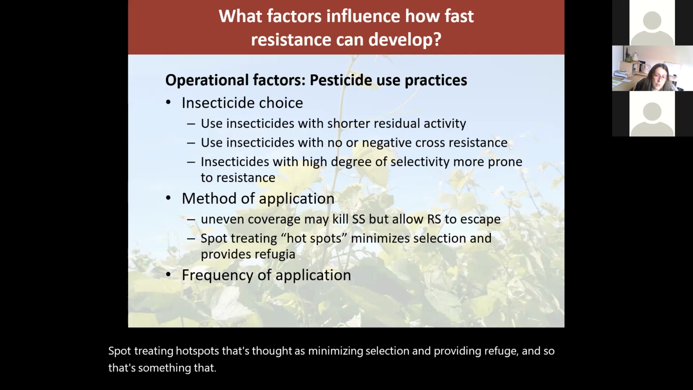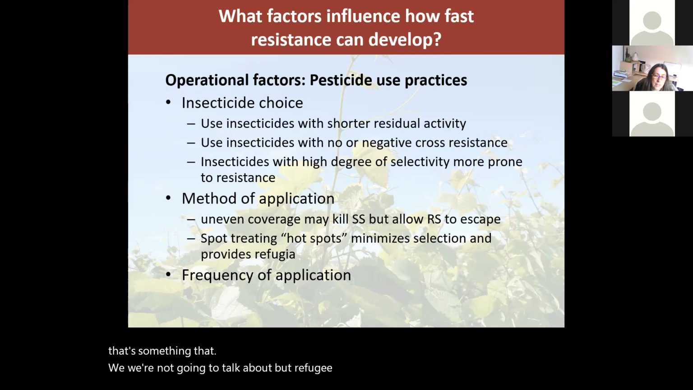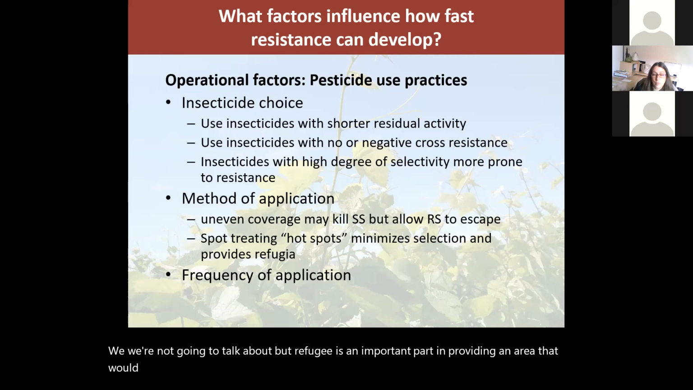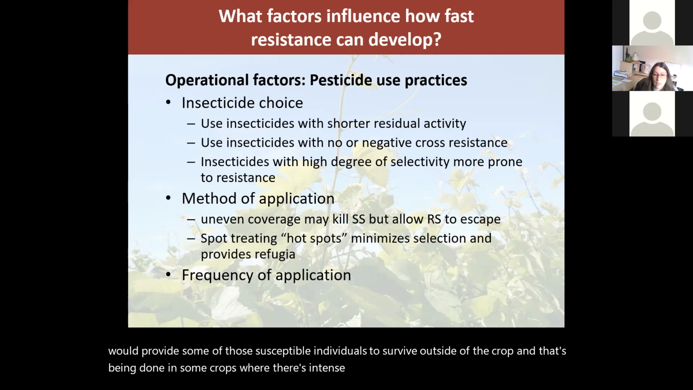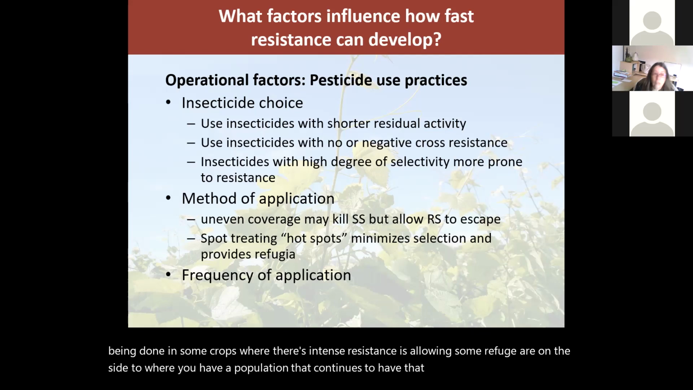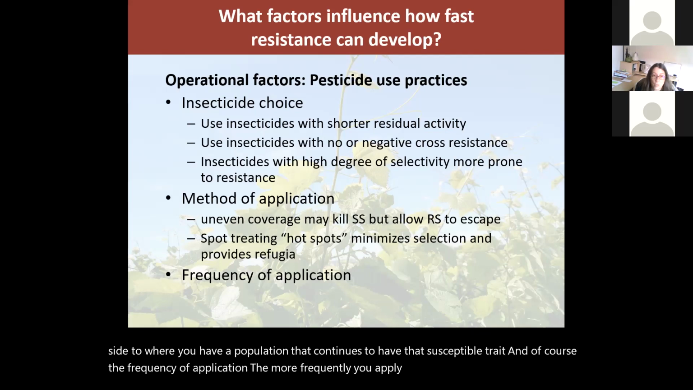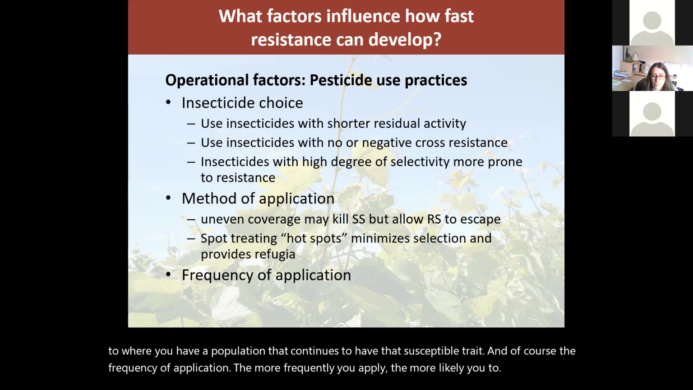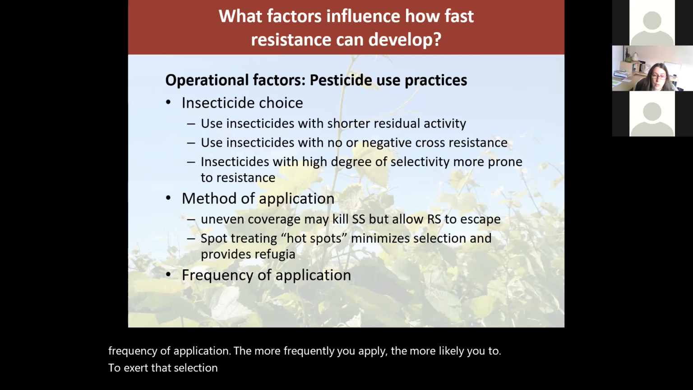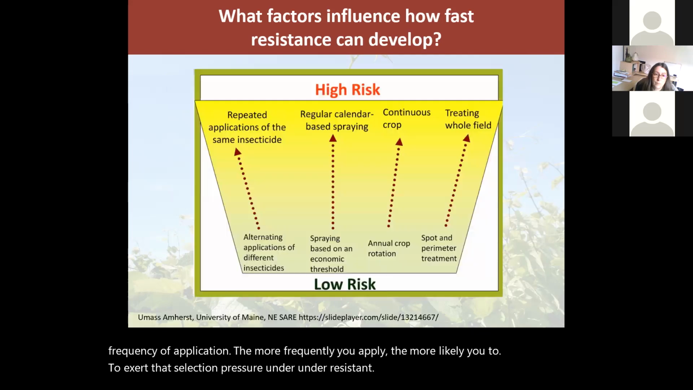We're not going to talk about it, but refugia is an important part in providing an area that would allow some of those susceptible individuals to survive outside of the crop. And that's being done in some crops where there's intense resistance, allowing some refugia on the side, so you have a population that continues to have that susceptible trait. And of course, the frequency of application: the more frequently you apply, the more likely you are to exert that selection pressure on the resistant individual.